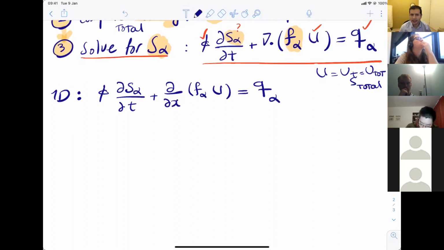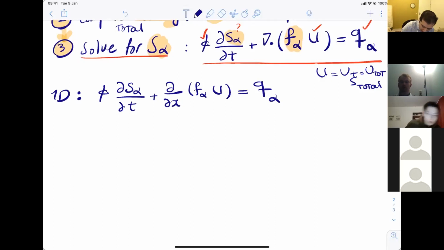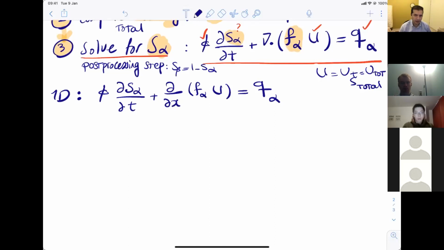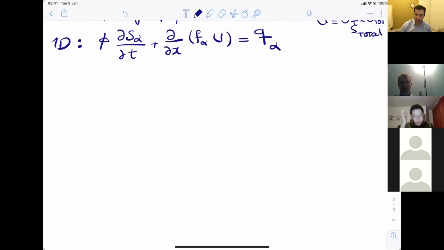One quick question. How about S beta? What would be the saturation of S beta if I know S alpha? One minus, exactly. So I solve for saturation of alpha, and as a post-processing step, if I want, I can also say that S beta is 1 minus S alpha. If I don't want it, I just would report S alpha. The person who is looking at it would know that S beta should be the remainder to the 100%. So if I say gas is 50% here, the other person would know that the liquid is actually 50% as well. So how would I solve this problem?